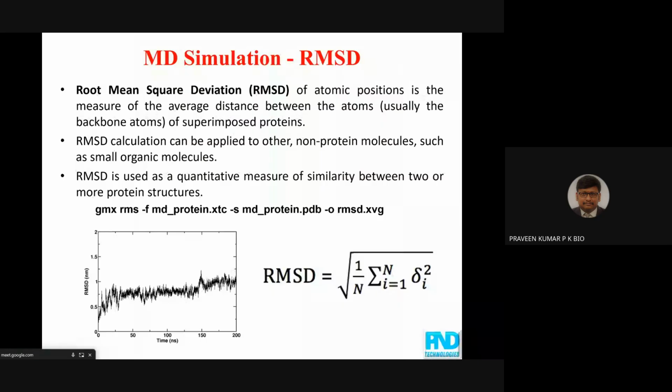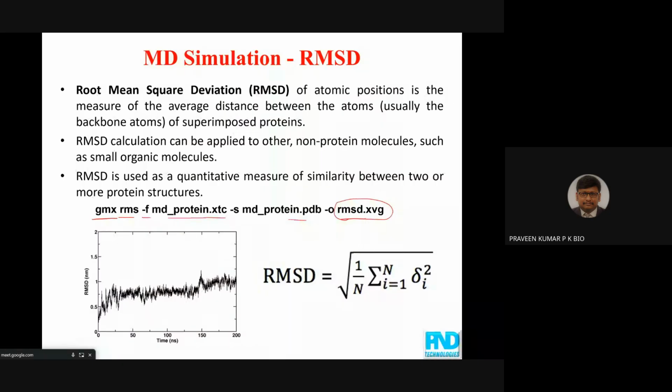To work with the RMSD, we use the GMX command. GMX is GROMACS. Then we use the rms parameter: GMX space rms, and then we use an intermediate file, the XTC protein file. Finally, whatever we give, rmsd.xvg, this is the output file. So the output file is what I showed in the form of a graph.